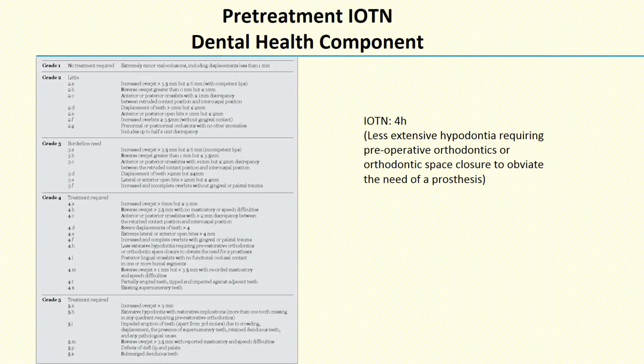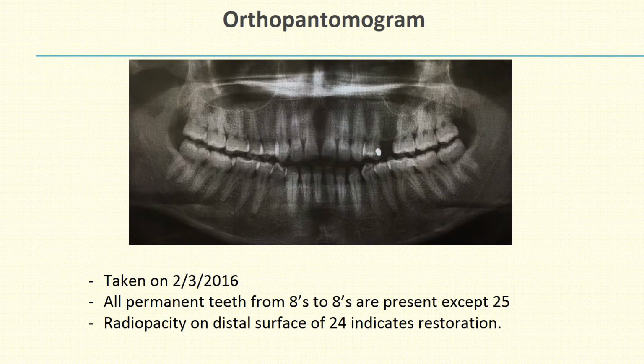So the IOTN for this patient would be 4H, which is less extensive hypodontia requiring preoperative orthodontics or orthodontic space closure to obviate the need of a prosthesis. An OPG was taken for this patient on the 2nd of March 2016. All the permanent teeth from 8 to 8 are present except tooth 5, and there is a radiopacity on the distal surface of tooth 4 which indicates restoration.